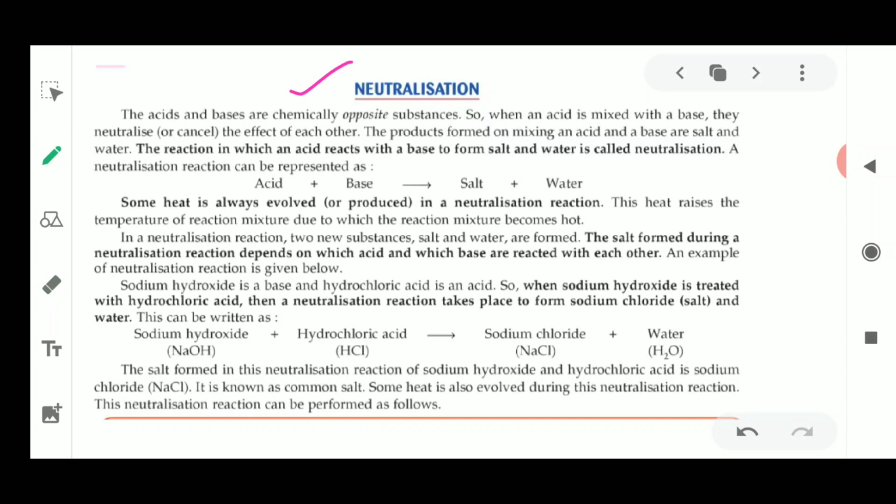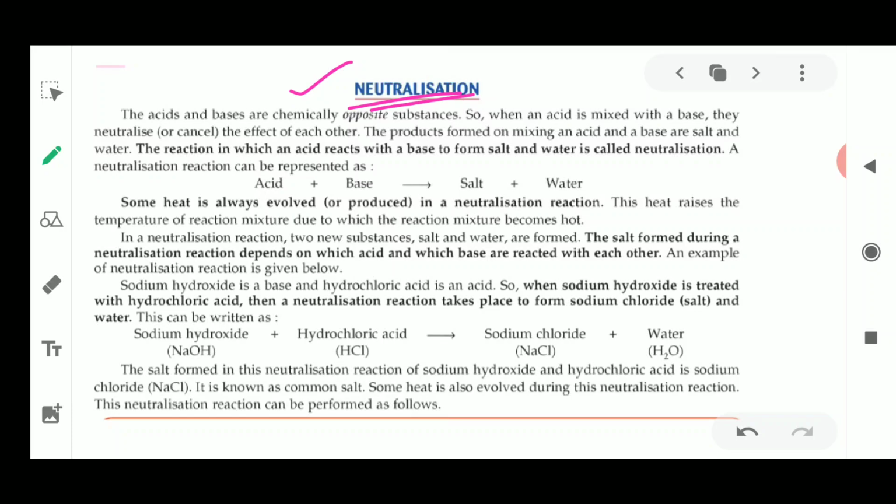As this word is a long word, it is made up of two things, that is neutral and ization. Now neutral means something which is neither acidic nor basic. We have just studied in the previous videos that salts are neutral substances which are neither considered acids nor considered bases.